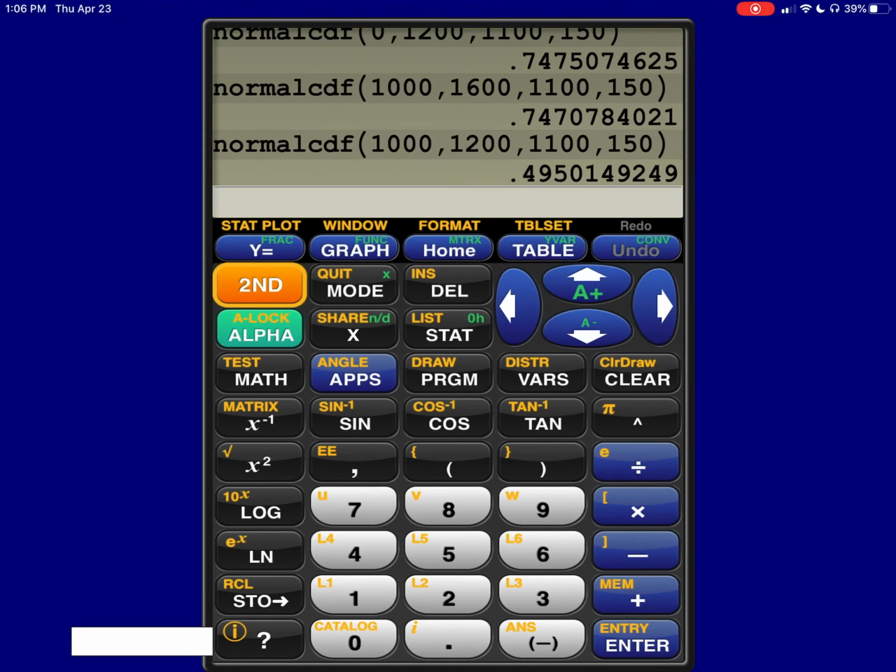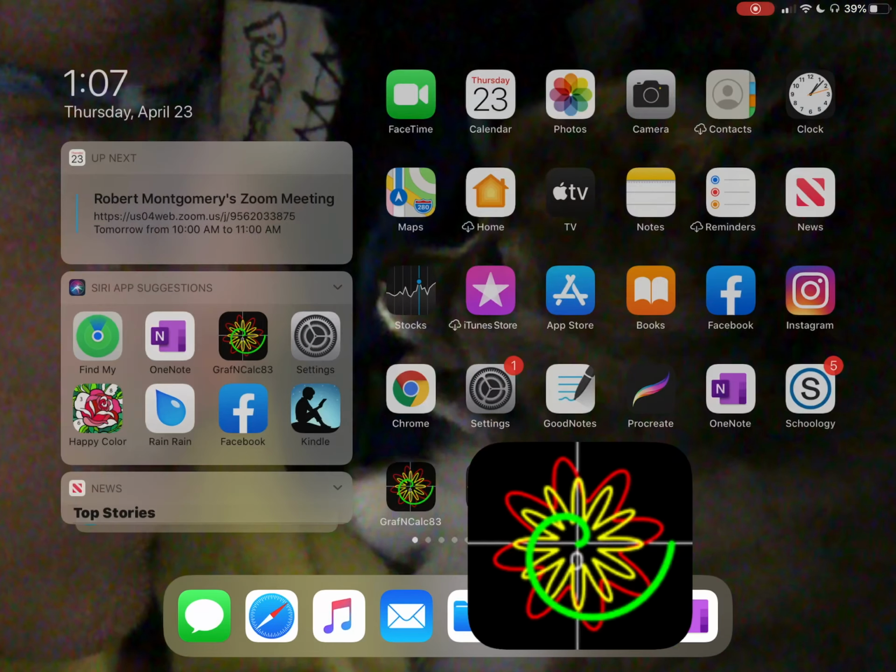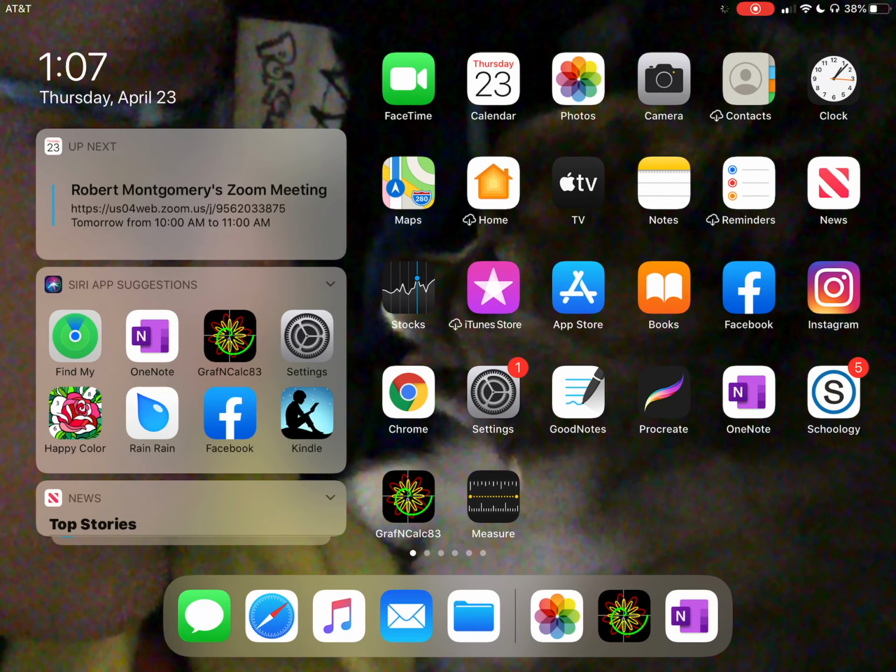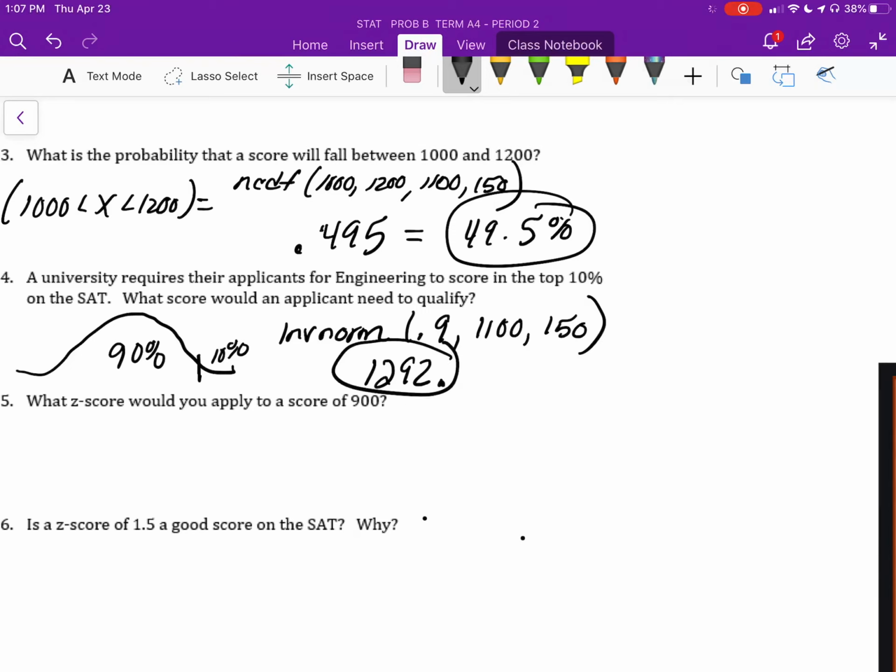Second bars, inverse normal. We're going to do 0.9, and the mean is 1,100, and the standard deviation is 150. So 1292.23. So you would need a score of 1,292 points, more or less, to be in the top 10%. It's not too bad.